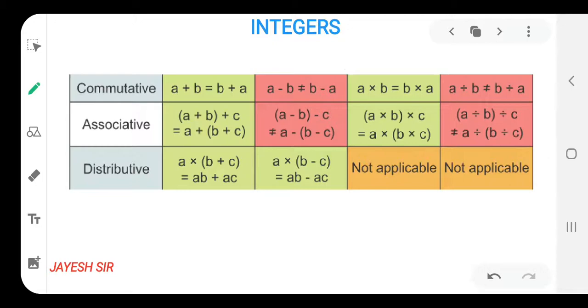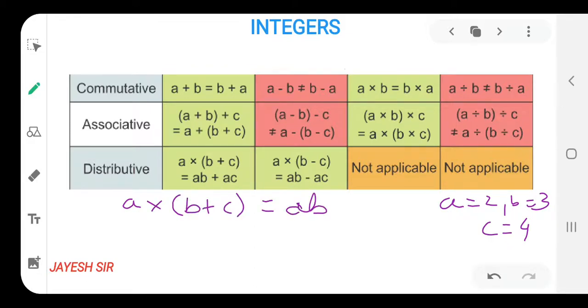Yes, now let's assume the values first. A is equal to 2, B is equal to 3, and C is equal to 4. Now why this property is so good, friends, we will see over here. A into B plus C is equal to AB plus AC. We have to just put the values. 2 multiplied by 3 plus 4. Whenever you see the bracket, friends, first we need to solve the bracket. The thing inside the bracket should be solved first as per our BODMAS rule. I hope you all are aware of it.